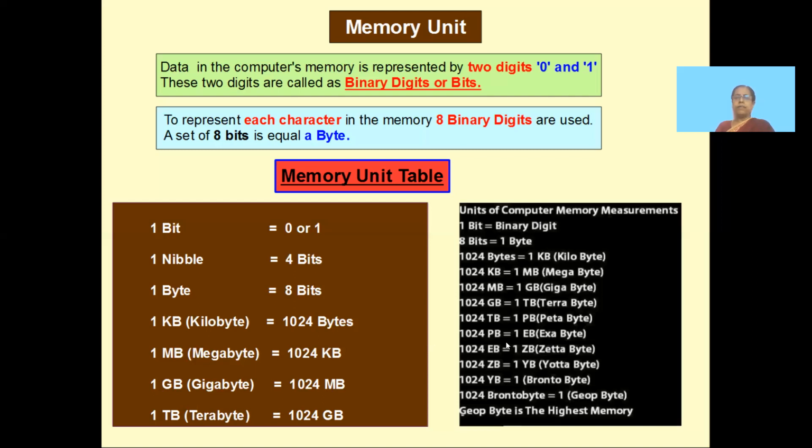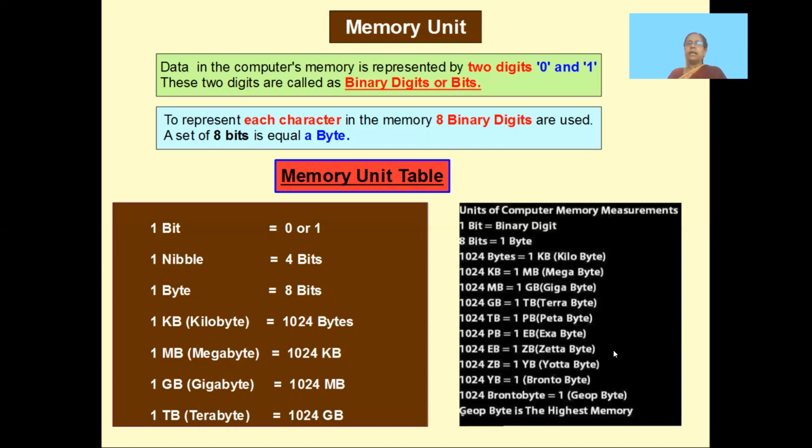After that you have the petabyte, then the exabyte, the zettabyte, the yottabyte, and the brontobyte. That is the highest right now in memory. Such high storage systems are basically used in supercomputers, which have high memory and high speed. So did you understand the memory unit table?